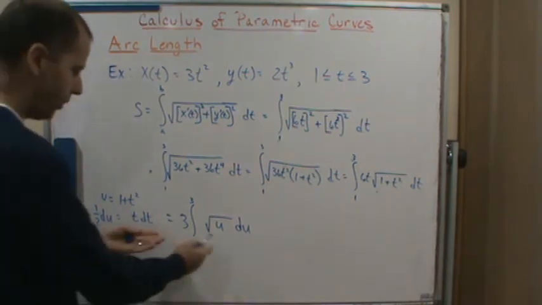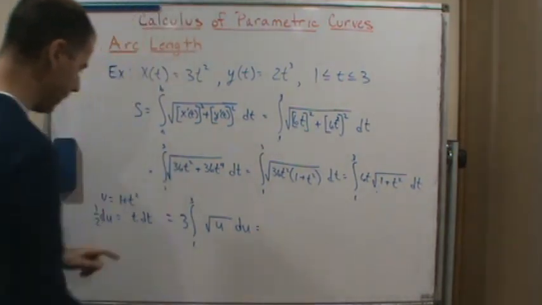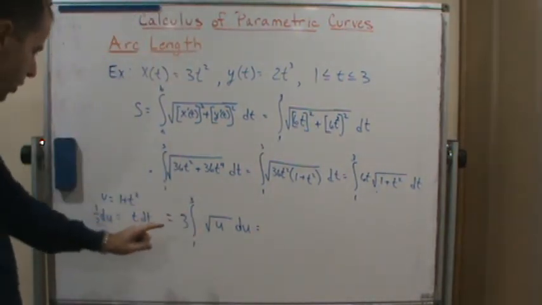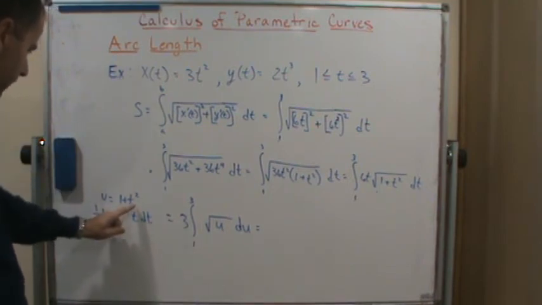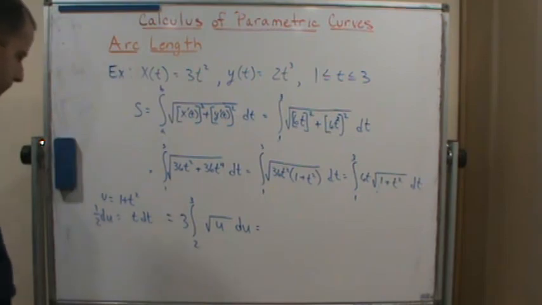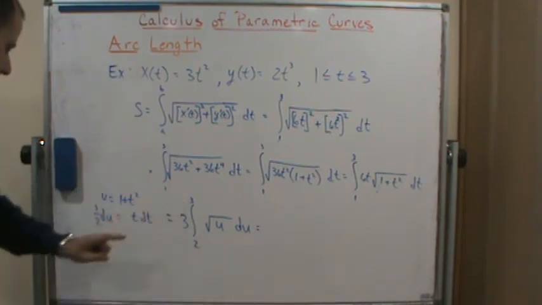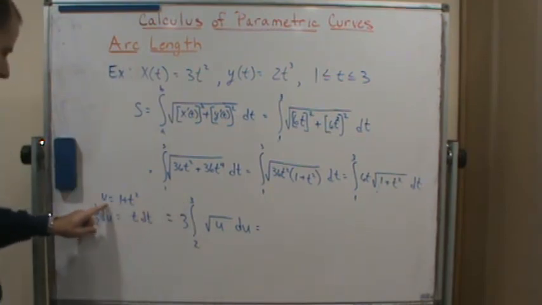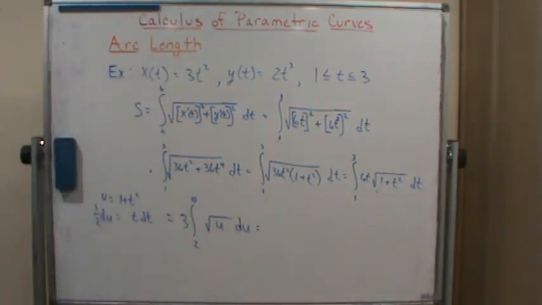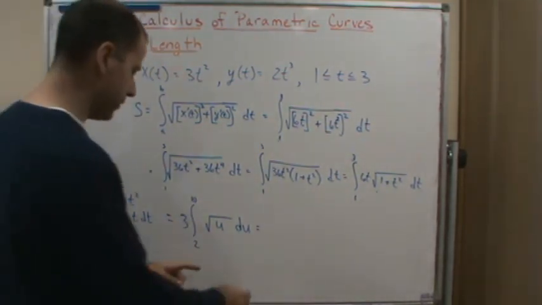Okay, so now let's integrate this thing. Oh, before I integrate, I've got to change my limits of integration, right? Because when t is 1, u is 2, and when t is 3, u is 10. So now my limits of integration are going to go from 2 to 10. And now we can finish this thing.